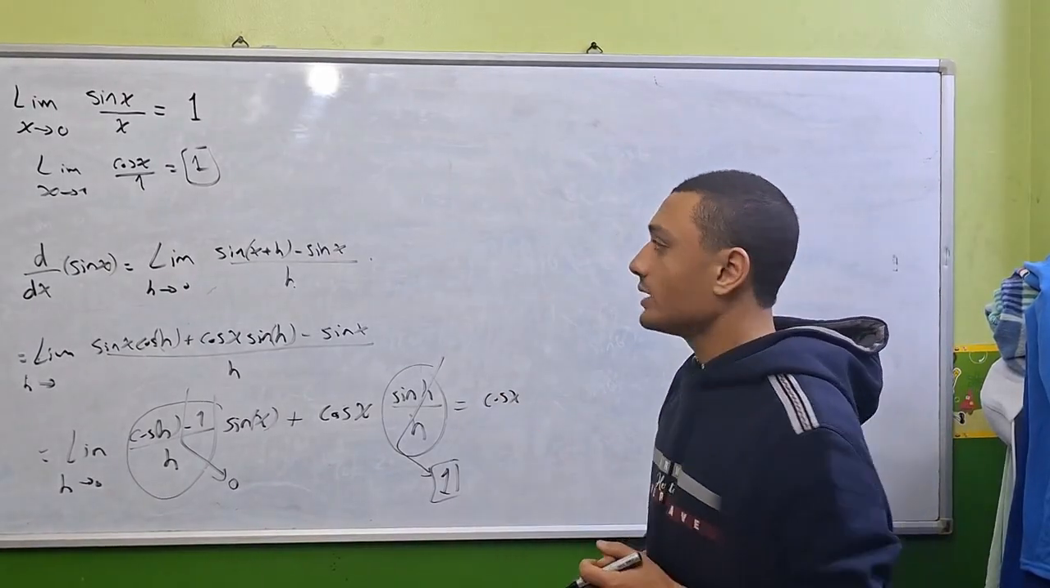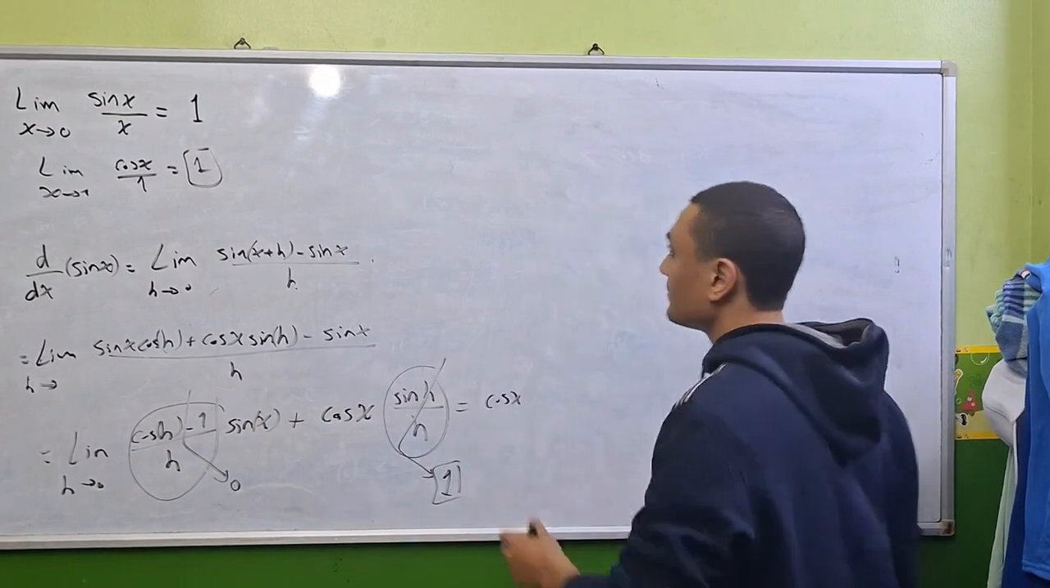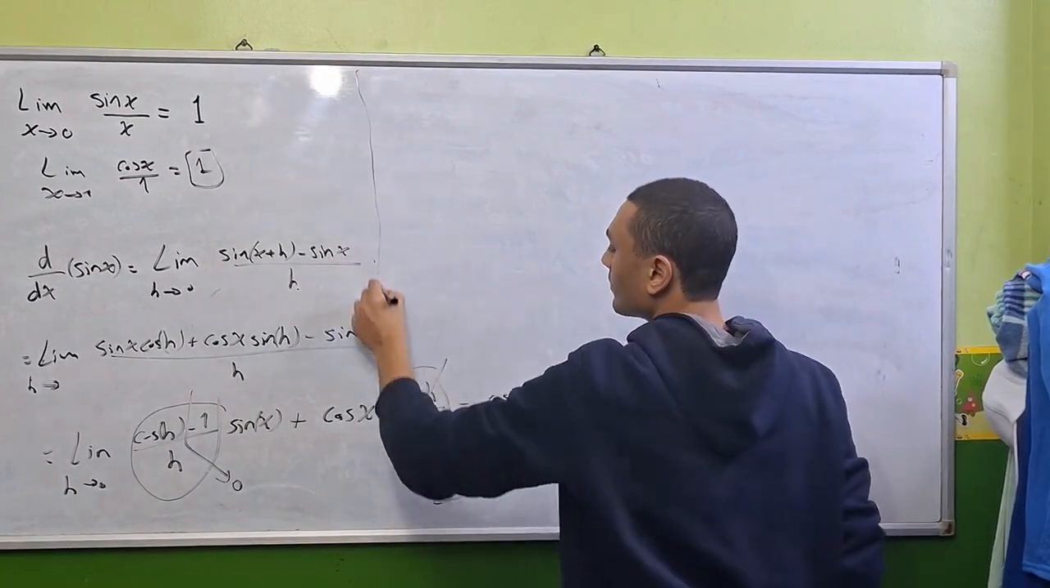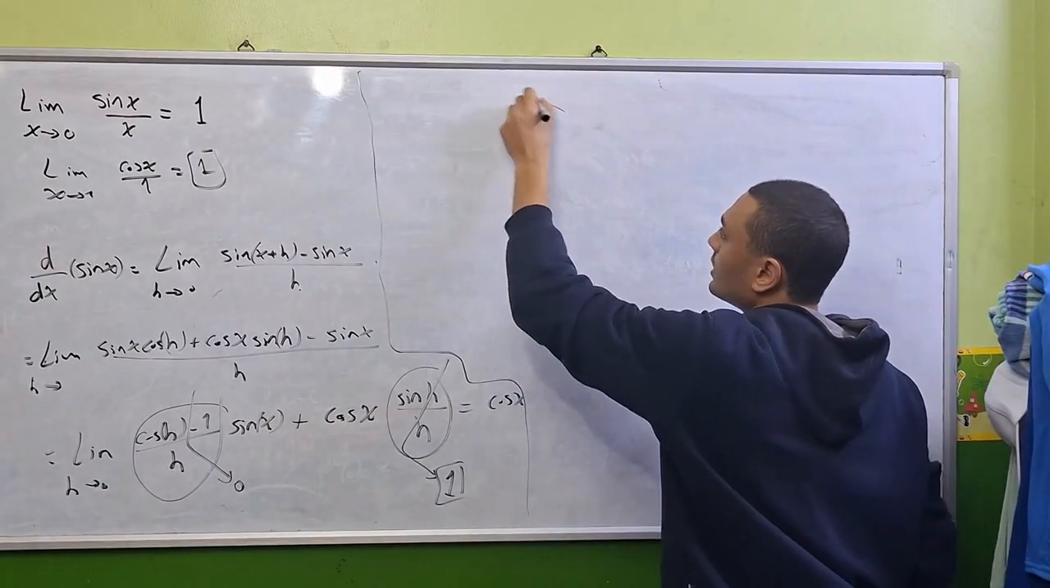You remember what I said before? Whenever sine or cosine exists, there exists a unit circle. Let's draw a unit circle.